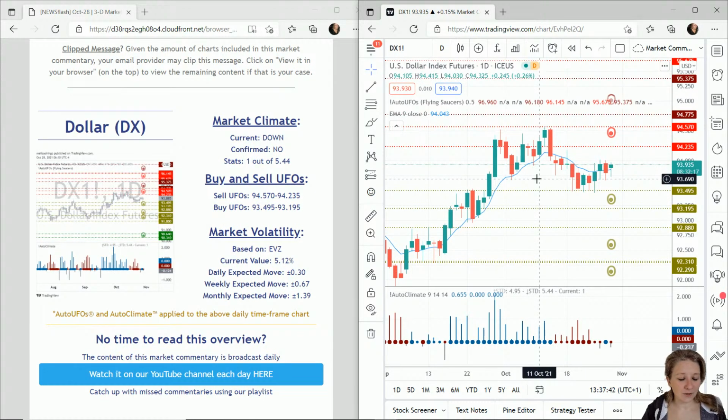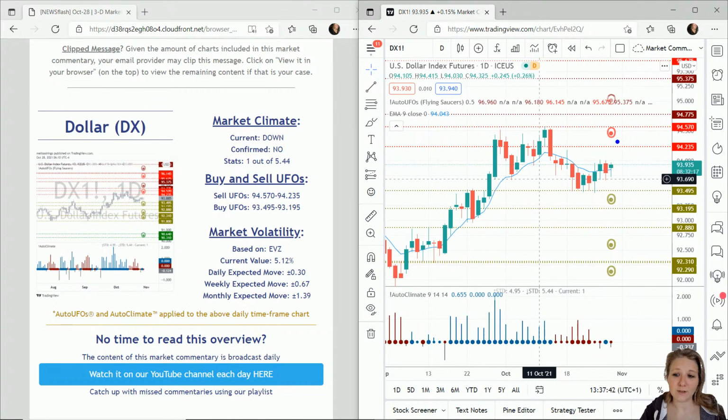Now, with the US dollar, we have an unconfirmed climate, a thin dot here, not enough probabilities either way, therefore no action required. We do have buy orders here, 93.495 to 93.195, and again, they've worked a few times to push price up. Every time prices come into them, they've pushed them back up again. That's why we want to know where they are, so that we can buy with them too, so that we have more probability that when we buy, price goes up.